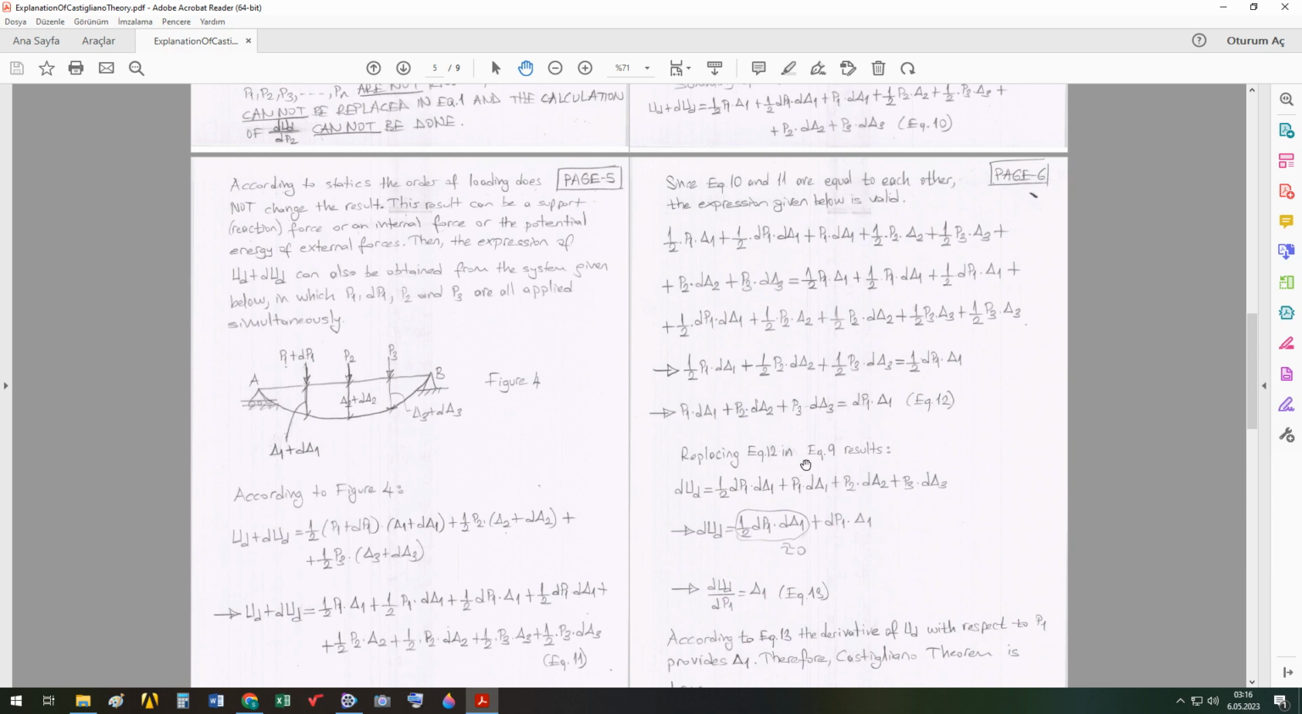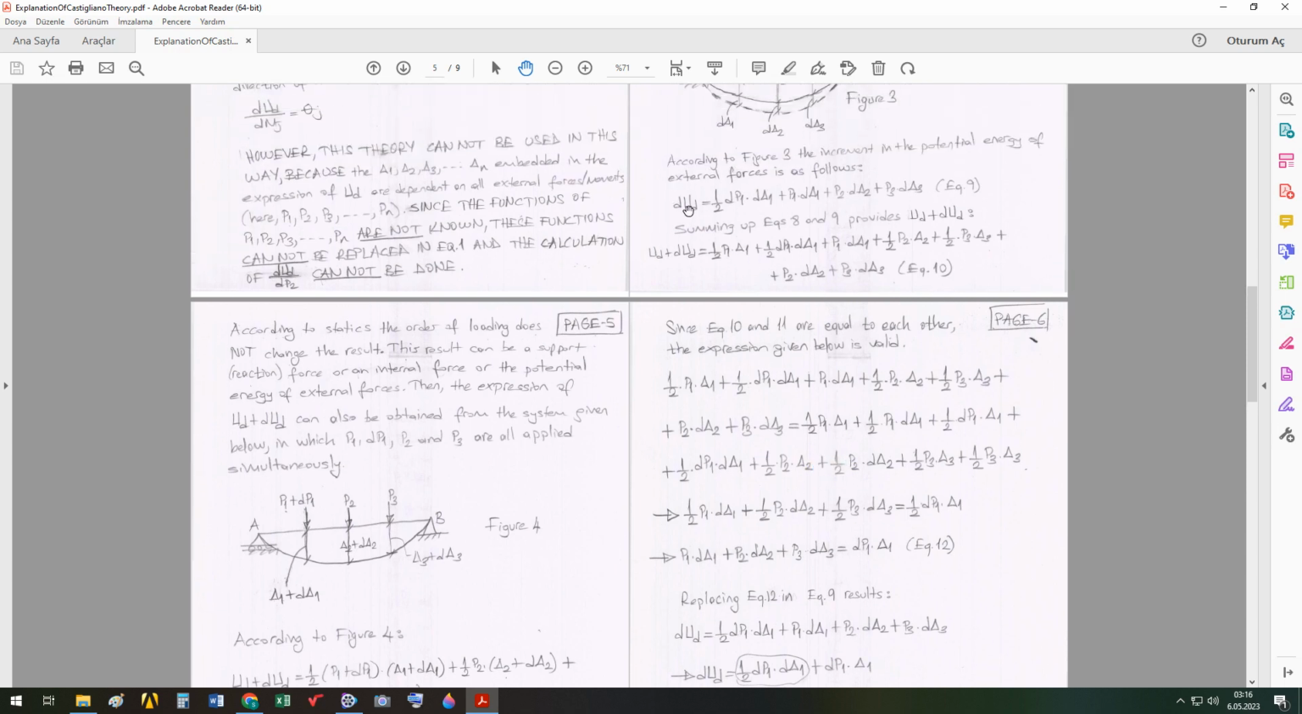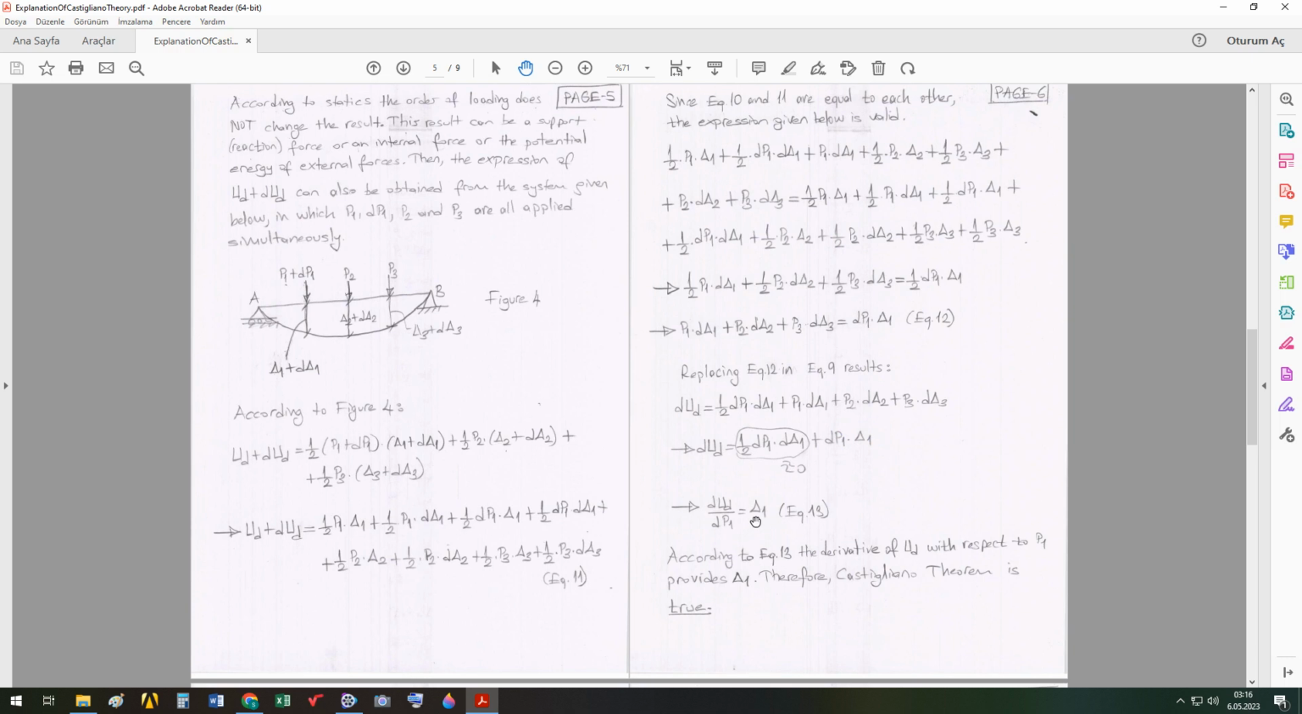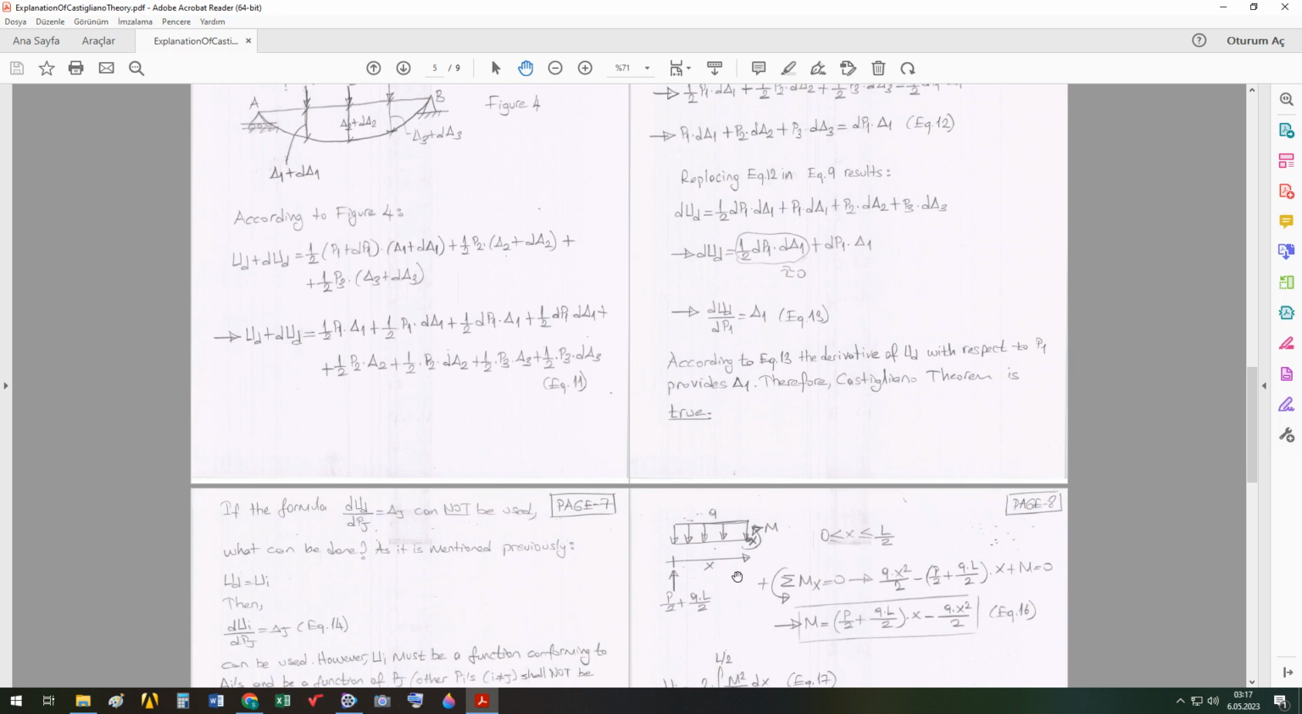Now replace equation 12 in equation 9 here, and I will get this one. Since these two terms are both differential or very small, they are neglected, and I get this value. And from this value, I obtain this value. And according to this value, the first derivative of Ud with respect to P1 gives me delta 1. So Castigliano theorem is true again.